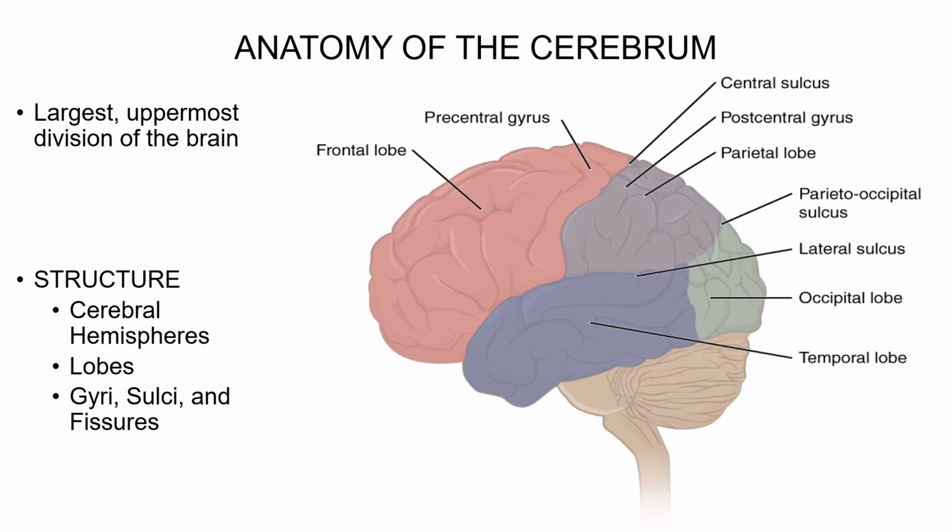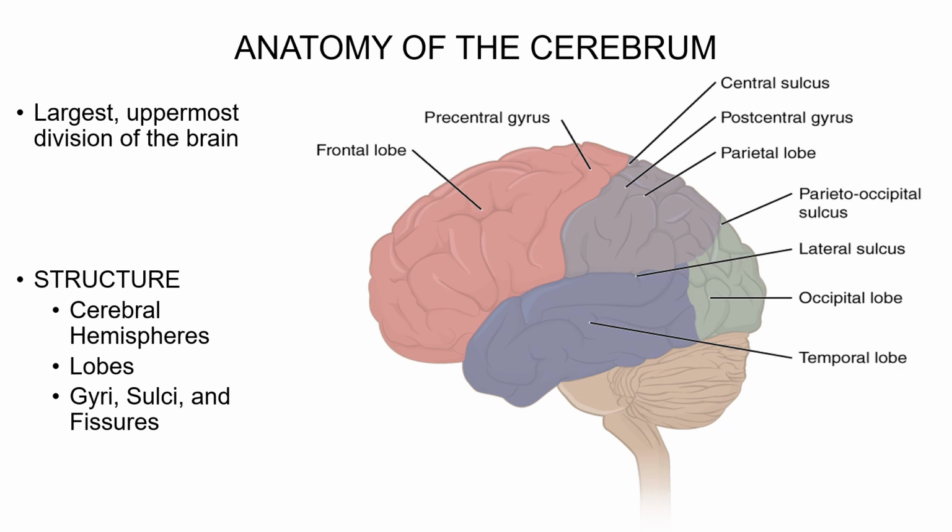So let's begin with the cerebrum. As I mentioned, the cerebrum is what we typically think of when folks say the brain. It's that squishy, worm-like stuff that you would imagine. And as you can see in this picture, it's colored with multiple different colors, showing you the different lobes of the cerebrum. So let's talk about that first.